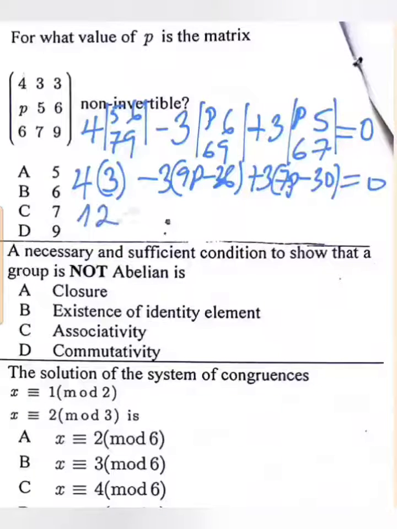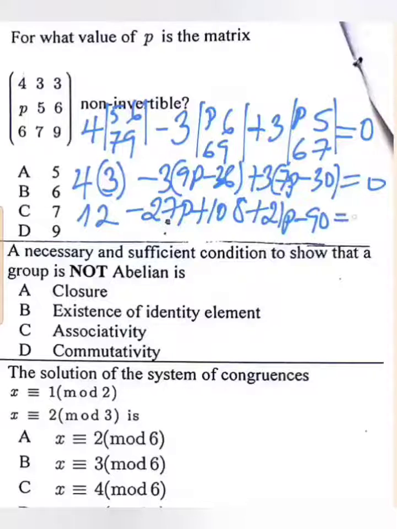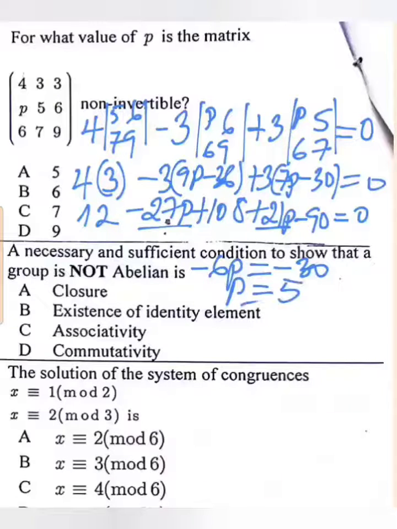4 times 3 will be 12 minus 27P. Negative 3 times negative 36 will be plus 108. Plus 3 times 7P would be plus 21P. 3 times negative 30 would be negative 90 equal 0. And negative 27P plus 21P would be negative 6P. And that will be equal to 12 plus 108 should give 120. 120 minus 90 will give 30. Sending 30 to the right hand side will be negative 30, and we have that P equals 5 when we divide both sides by negative 6, and that corresponds to option A.